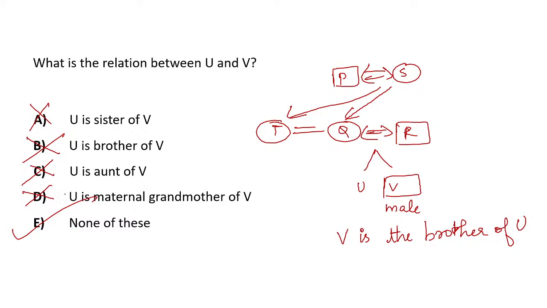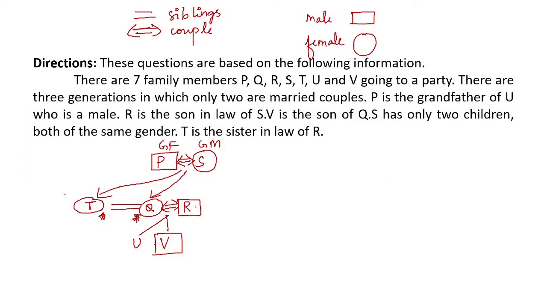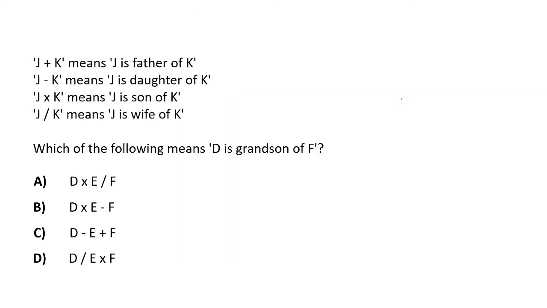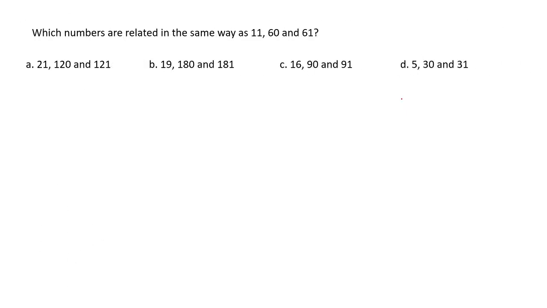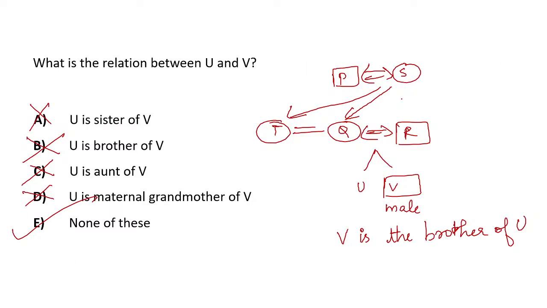Anyways, I'll just read the entire question once again. There are 7 family members going to a party. There are 3 generations and only 2 are married couples. So anywhere here, U's gender is not at all mentioned, so you can't conclude U is the sister or brother or anything to V. The answer is V is the brother of U.